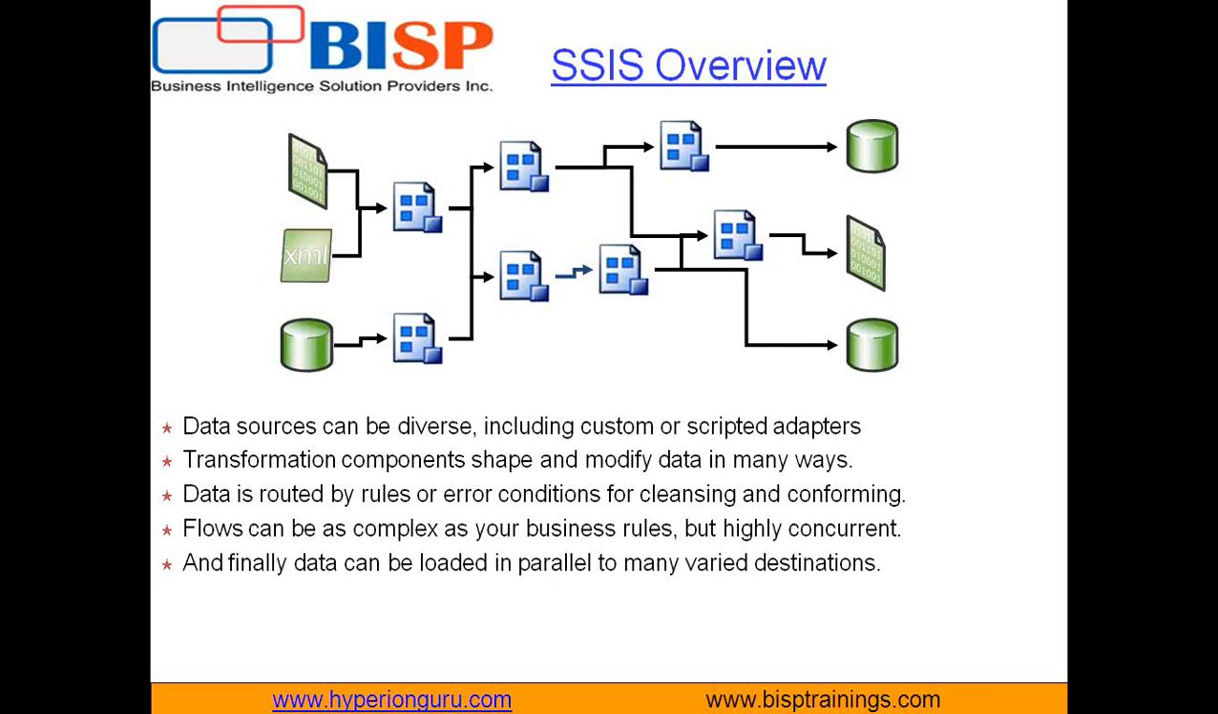Then data is routed by rules or error recognition, cleaning and conforming, as data cleansing. All those things will be taken care of by SSIS. And the flows can be as complex as your business rules, but highly concurrent. And finally, data can be loaded in parallel to many varied destinations. Basically, when we are talking about parallel, it is how you are going to load 2 to 3 different data sources to data destinations in parallel, so that we don't have to wait until one completes before another load. It's not a sequencer. We can run a few parallel processes here, so that the data loading will be much faster.